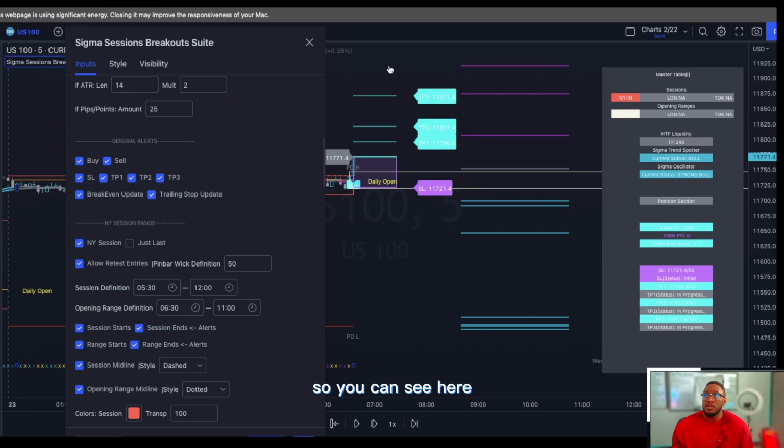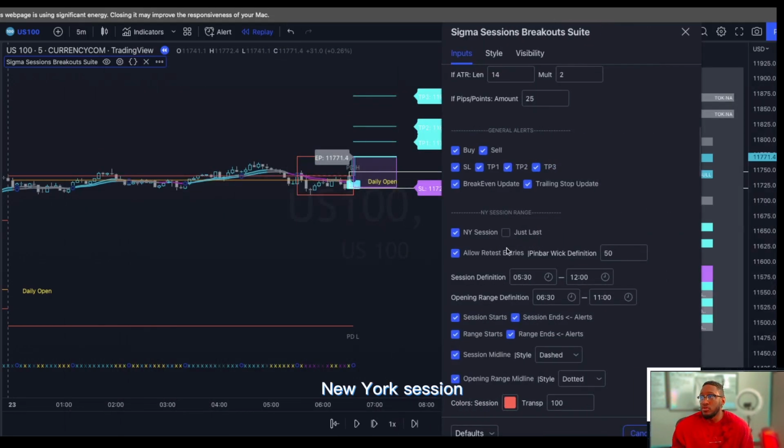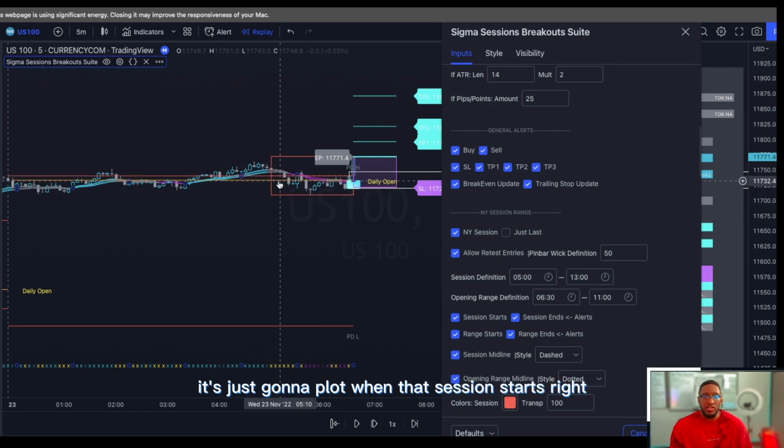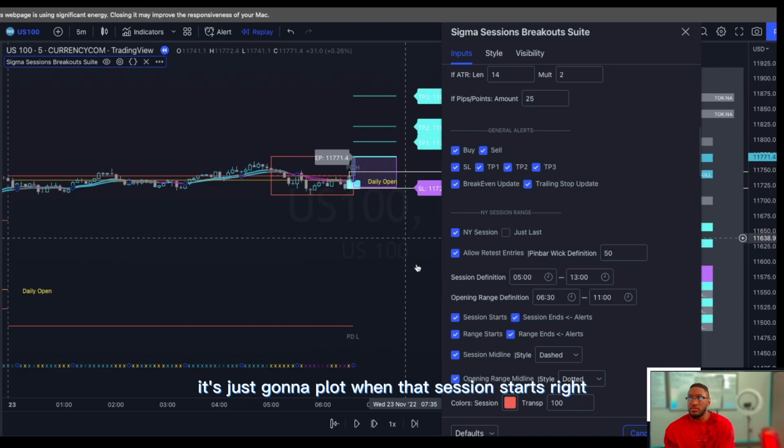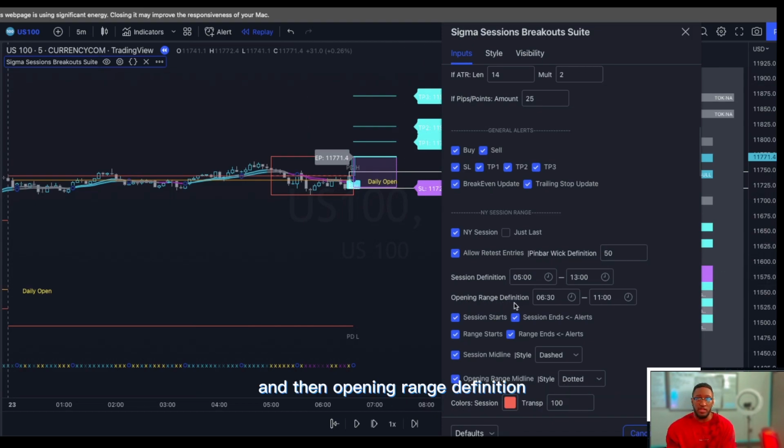So you can see here, right? I have New York session definition. Let me actually change this to 5 o'clock. Change this to 13. And then this is my session definition, meaning that it's just going to plot when that session starts, right? And then opening range definition, you see I have it from 6:30 because that's the candle that I wanted to measure the high and low.